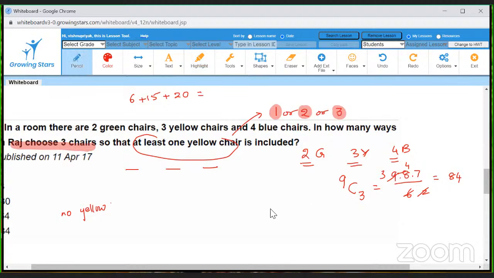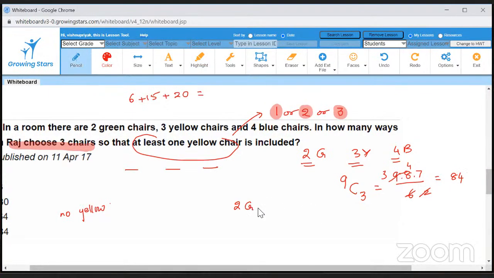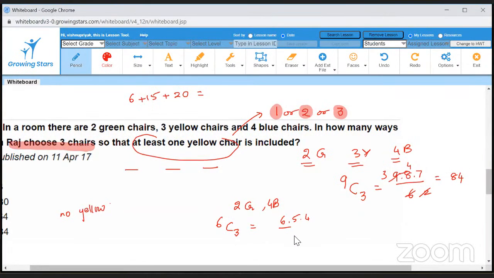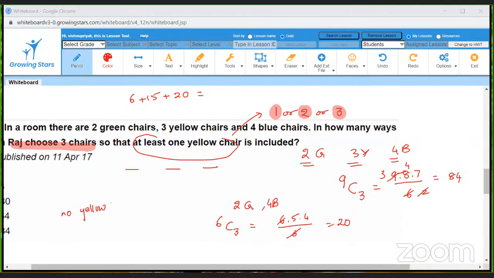Then what is happening? We have 2 green chairs and 4 blue chairs. Only 6 chairs we have. From these 6 chairs, we have to select. How many do we have to select? From 6 chairs, we have to select 3 chairs. That can be done in how many ways? Start with 6, 5, 4, 3 numbers by 3 factorial. So 20 ways we can select 3 chairs in which no yellow chair is taken.